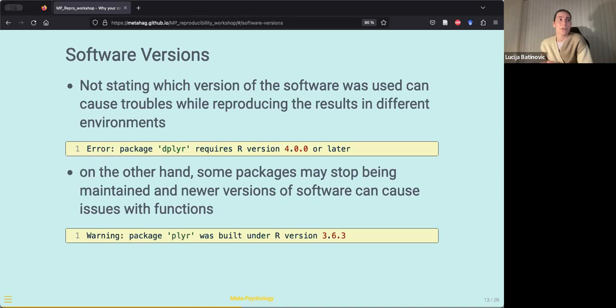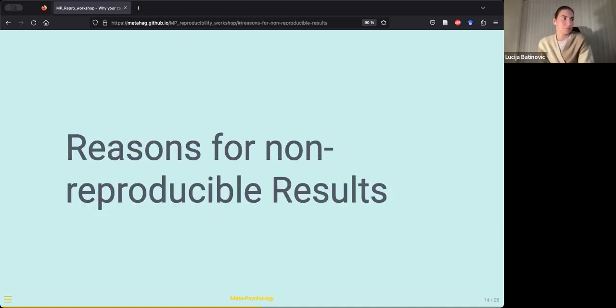Software versions, this is another thing that maybe only is a problem in R, but it is a problem that not stating which version of the software was used can cause troubles while reproducing. And then on the other hand, some packages might stop being maintained and then we can no longer retrieve them. This also ties to the containers and version control packages that I will talk about later. But these are mostly the problems of not stating which dependencies were used in the software. So these are the most common errors when it comes to code.